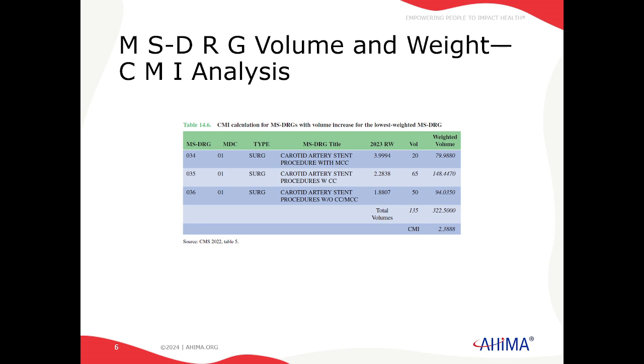This one is a volume increase for the lowest weighted MS-DRG. So our CMI increases when our volume for the highest relative weight goes up. Increased relative weight equals increased CMI, as well as the increase in the volume.